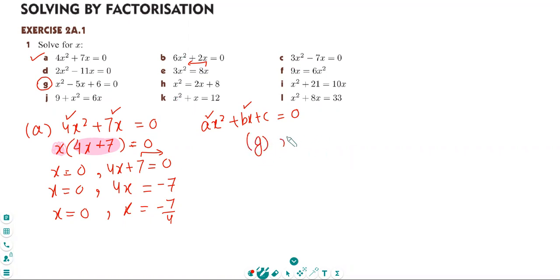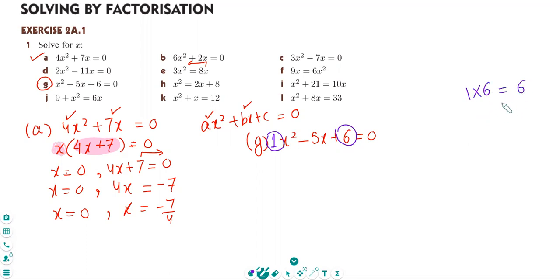In part G, we have x squared minus 5x plus 6 equal to 0. In these types of equations, when we have three terms, how do we solve the equation by the factorization method? First of all, you should look for the coefficients of x squared and the constant. The coefficient of x squared is 1, obviously, and the constant is 6. Multiply them: 1 times 6, you get 6.